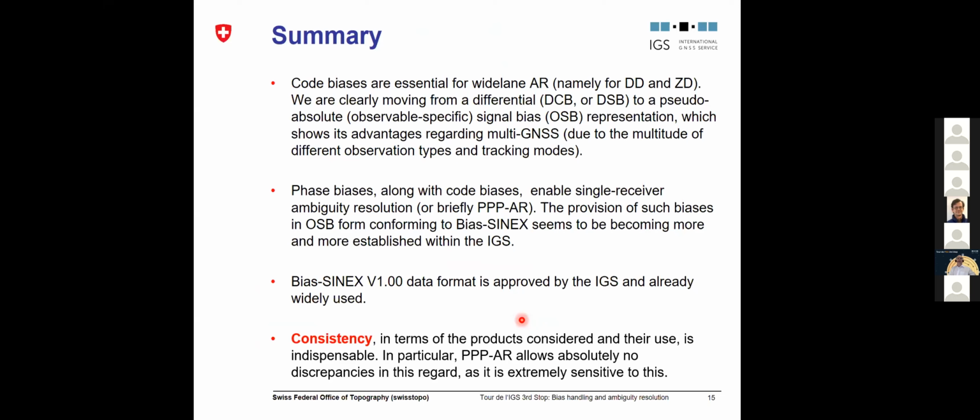Let me summarize the results. CODE biases are essential for wide lane ambiguity resolution, namely for the double difference and for the zero difference case. We are clearly moving from a differential to a pseudo-absolute or OSB representation, which shows its advantages regarding multi-GNSS. Phase biases, along with code biases, enable single receiver ambiguity resolution, or briefly PPP-AR, and the provision of such biases in OSB form conforming to the Bias-SINEX seems to be becoming more and more established within the IGS.